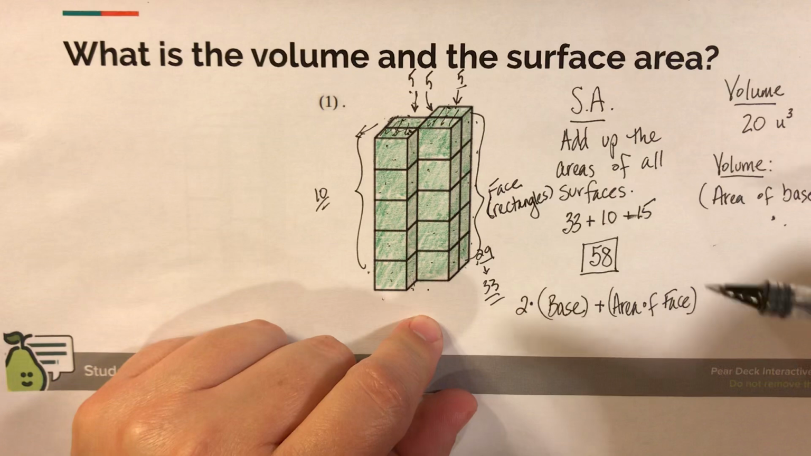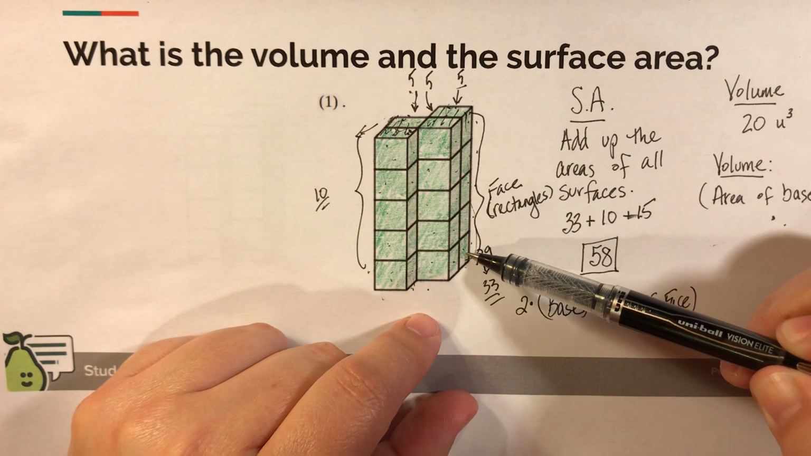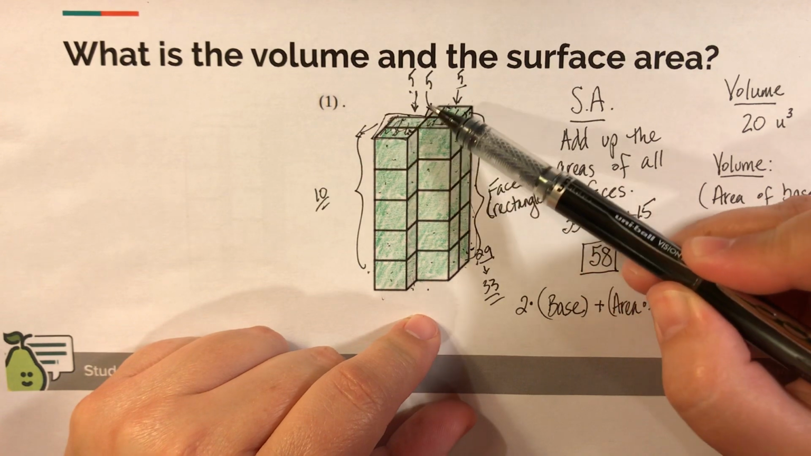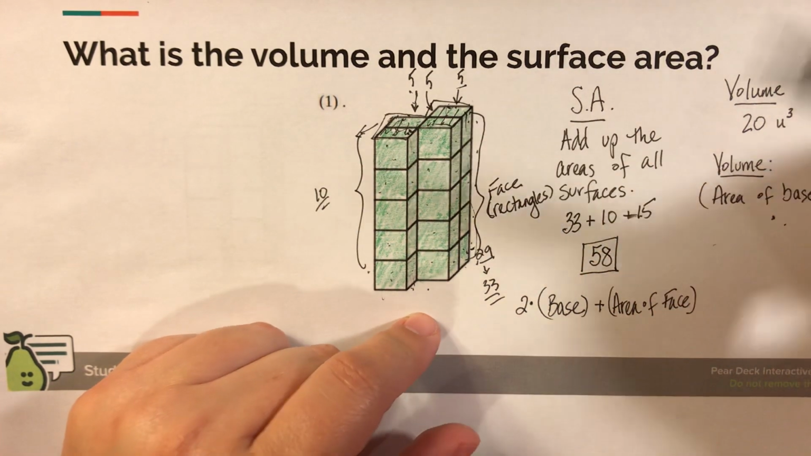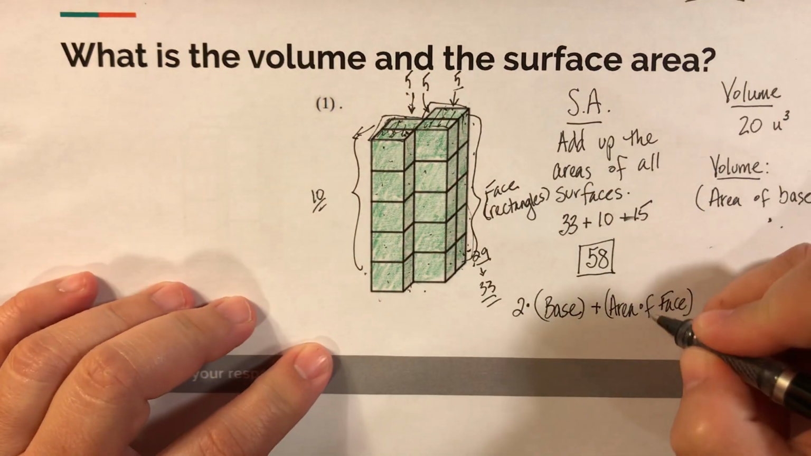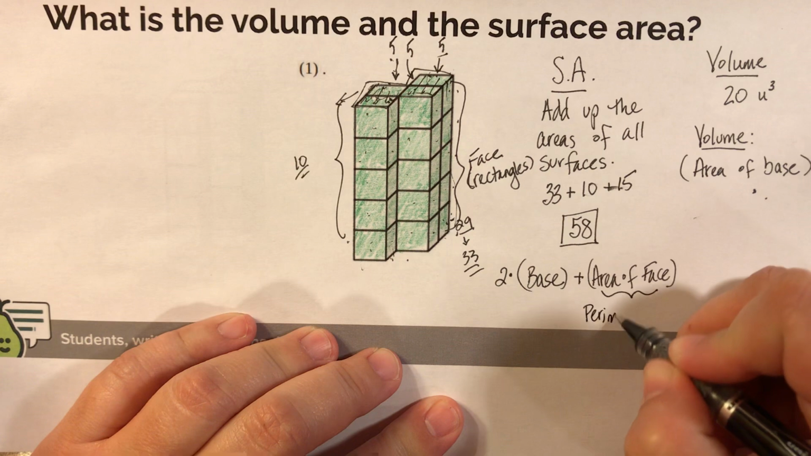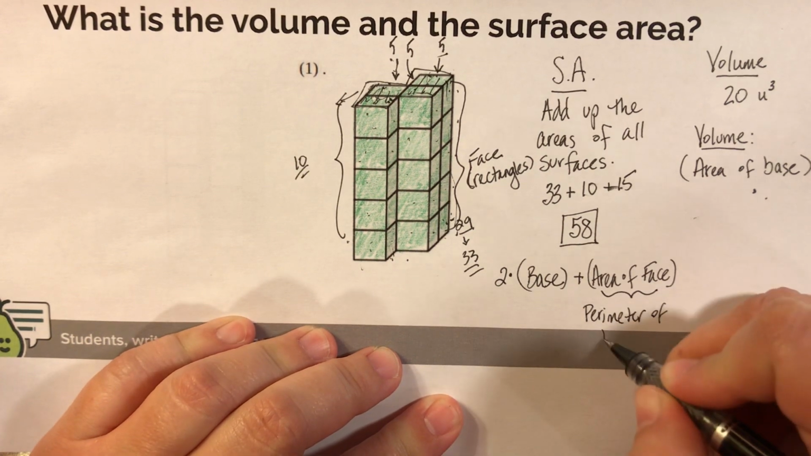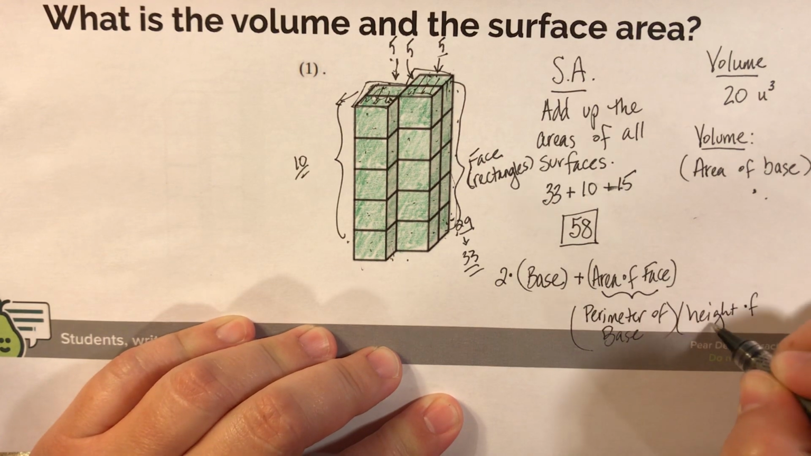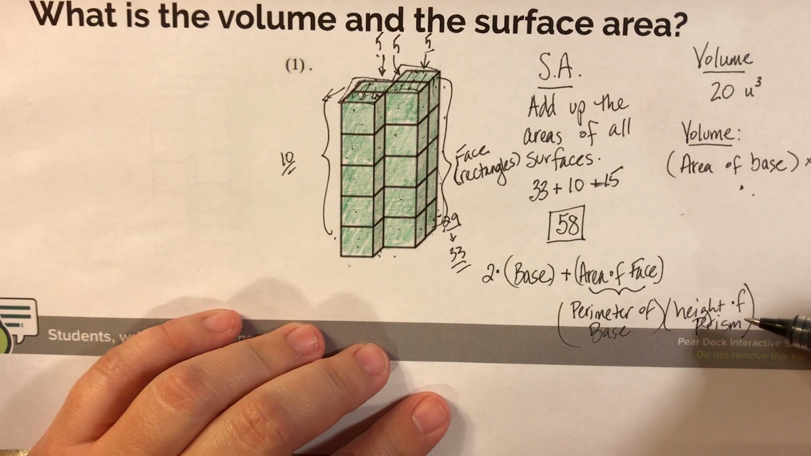And what you'll find as you start doing more of these is that the height of your prism will be one of the dimensions of the rectangle, and then the perimeter all the way around is going to be, basically, if you were to cut it up and flatten it out, it would make one big rectangle, and the perimeter would end up giving you that area. So perimeter of base times the height of the prism. That is going to be what's going to get you the surface area of a prism.